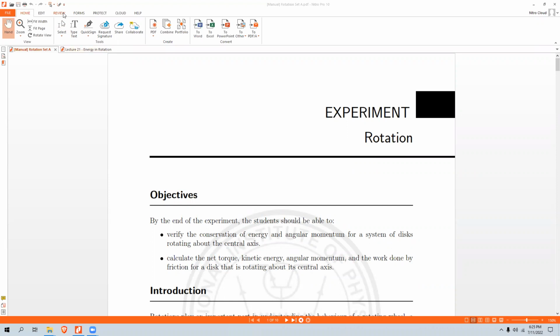For this experiment, you have two objectives. First, you want to verify the conservation of energy and angular momentum for a system of disks rotating about their central axis. And second, we should be calculating quantities such as net torque, kinetic energy, angular momentum, and the work done by friction for a disk rotating about its central axis.